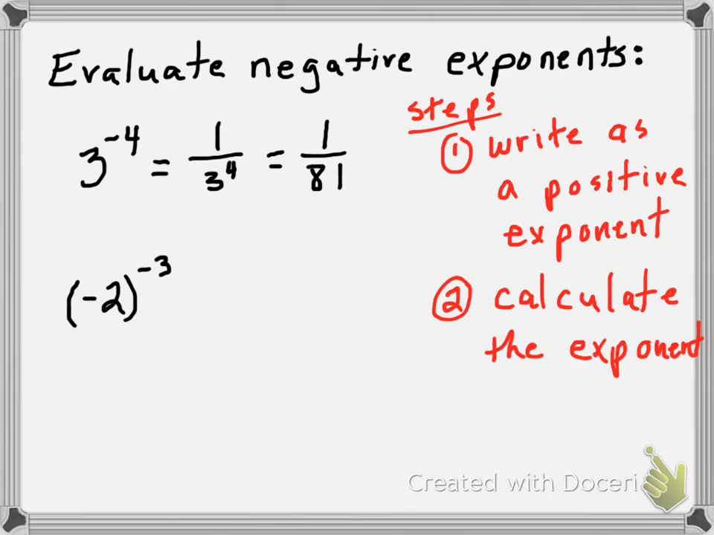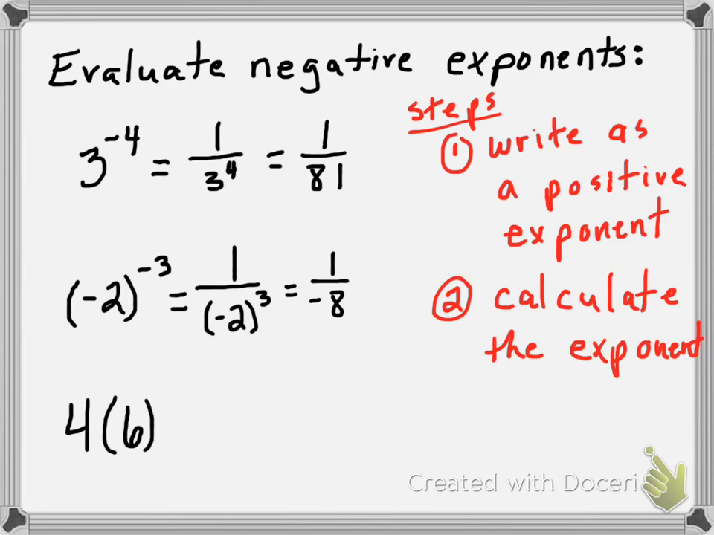Okay, slightly different. It has a negative, but doesn't really change anything. Okay, I have a negative exponent. I need to write it as a positive exponent. So if I change the sign, I change the position. So I get 1 over negative 2 to the third power. Well, negative 2 to the third power, negative 2 times negative 2 times negative 2 is negative 8. So I have 1 over negative 8. And that's what negative 2 to the negative third power is.